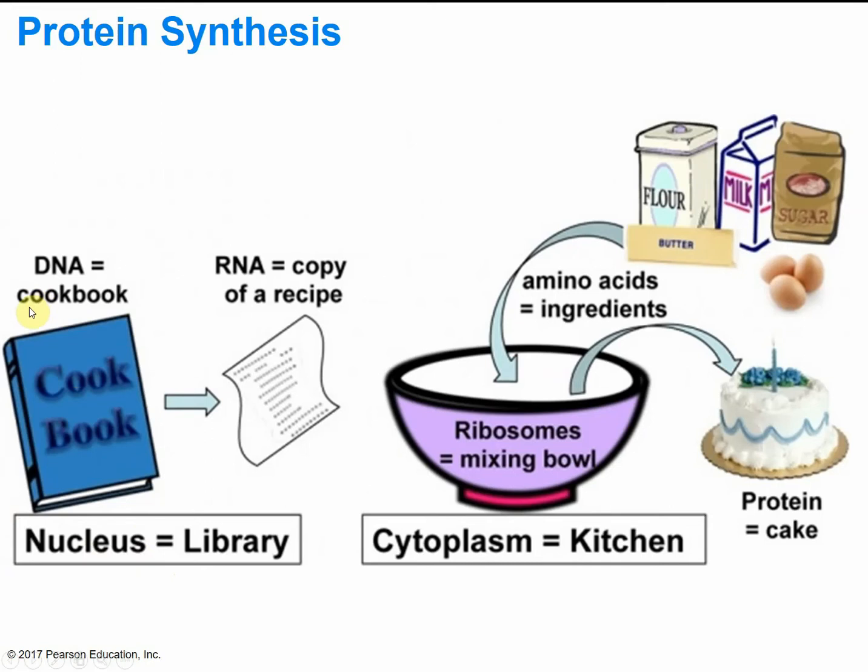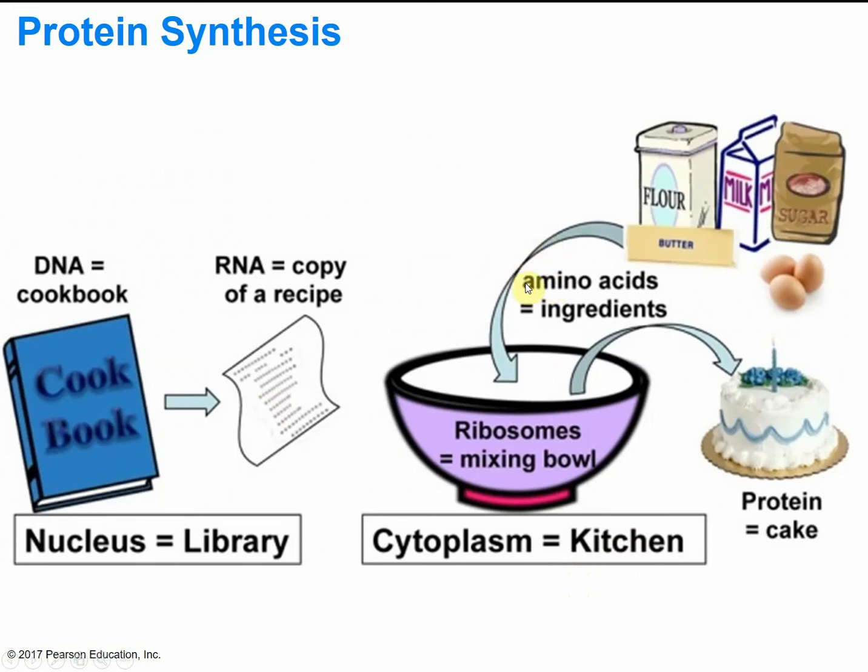But this library is particular, so you can't actually check out any books from this library, but you can make photocopies of particular pages, right? So we only want one recipe for chocolate cake. We don't want to make every type of cake in our cookbook. So we'll just make a photocopy of that one page, that one recipe that we're interested in for chocolate cake. So we can take our copy home with us out of the library, or the nucleus. So then we go back home to our kitchen in the cytoplasm, and we get all of our ingredients together.